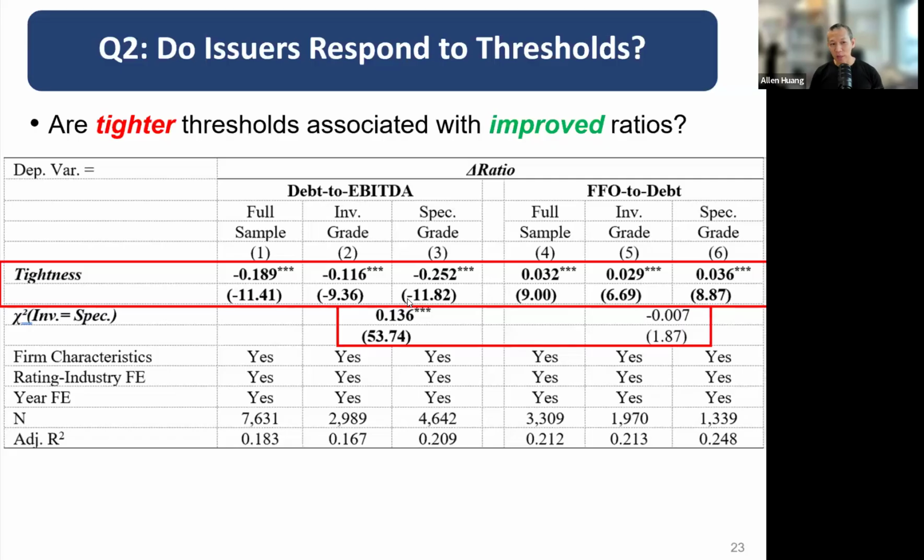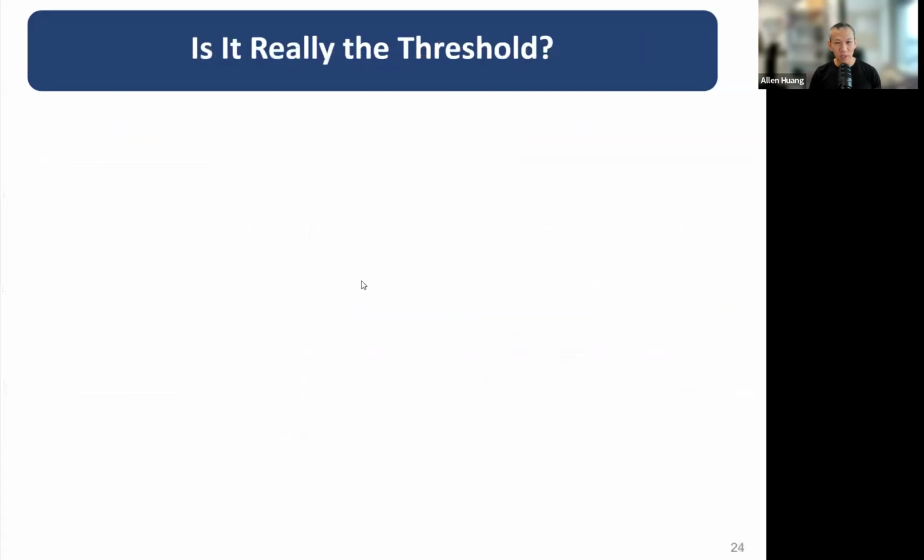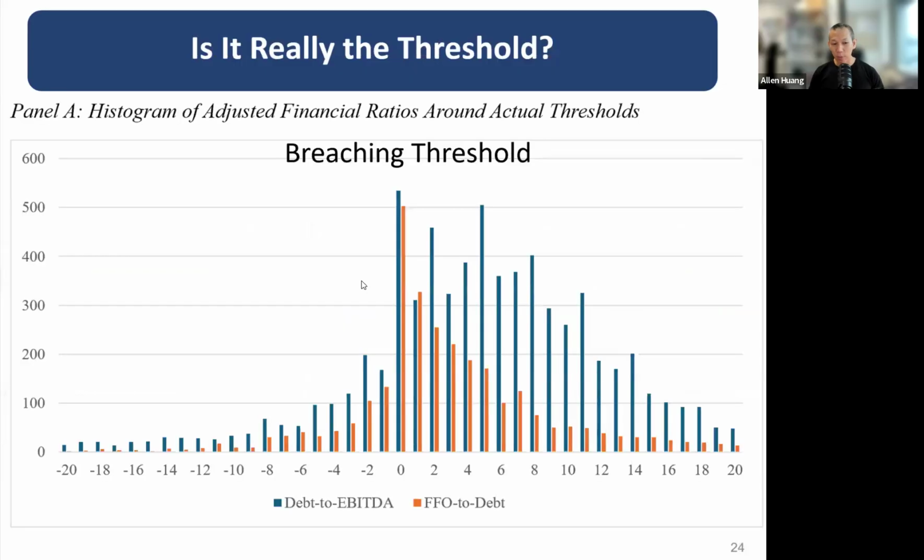So this is a correlation between the tightness of the thresholds and the improved ratios. But we also want to see whether this improvement is actually driven by how tight the thresholds are. So we want to tell the causality story. So is this really the thresholds? So we borrowed from the literature from many years ago, looking at the discontinuity or the kink in the distributions.